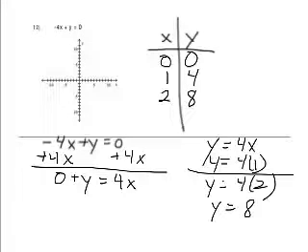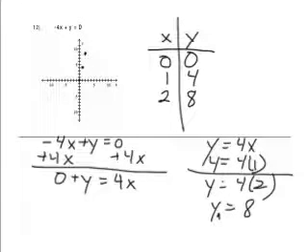Okay, that should be enough points. So we have 0, 0, we have 1, 4, and we have 2, 8. Well, it was close. With a ruler, you can do a much better job.